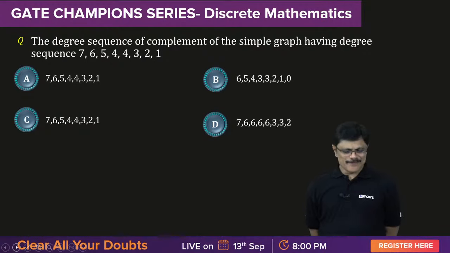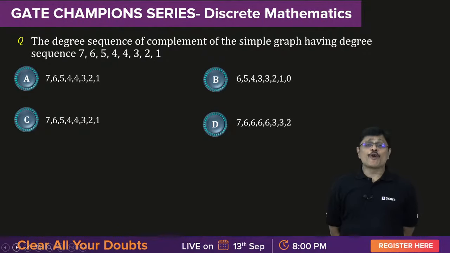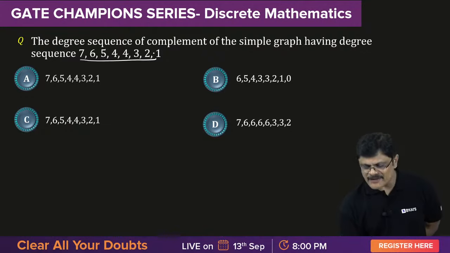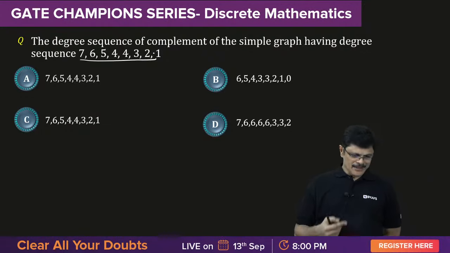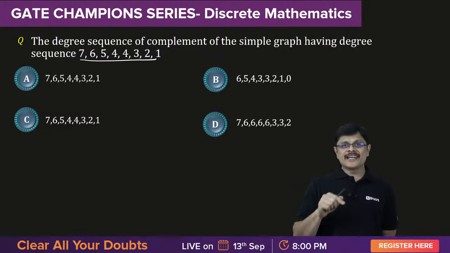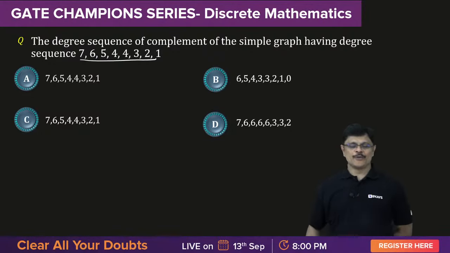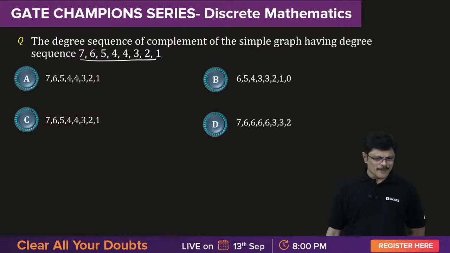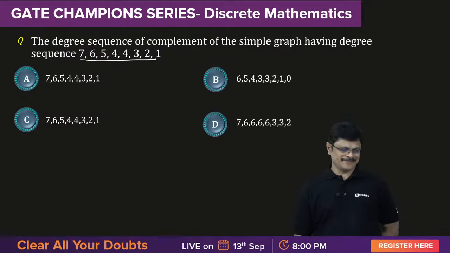Okay, it's good. The degree sequence of the complement of a simple graph having a given degree sequence. So I give the degree sequence of a graph, and you need to identify the degree sequence of its complement. What do you mean by complement, my dear friends?